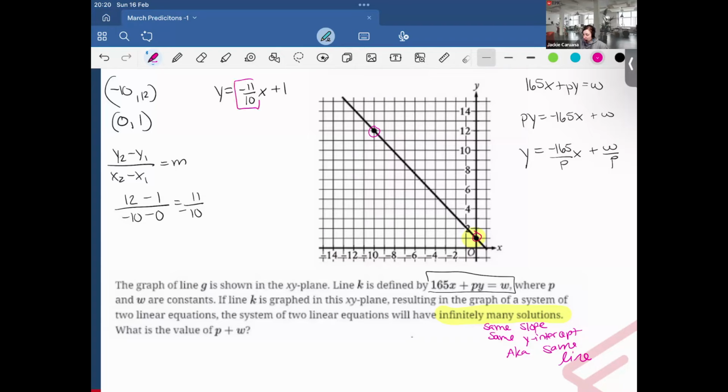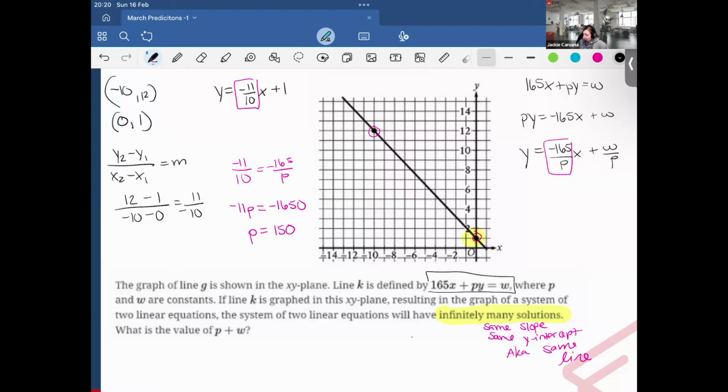So now I take the slope here. Let's do that. So that would be negative 11/10 is equal to negative 165 over p. So negative 11p is equal to negative 1650. And divide by 11. Oh my goodness, it goes in perfectly. 150. So now I know what P is.